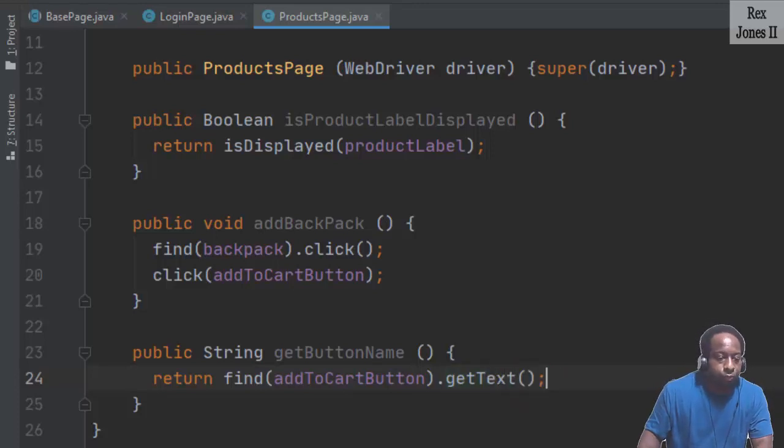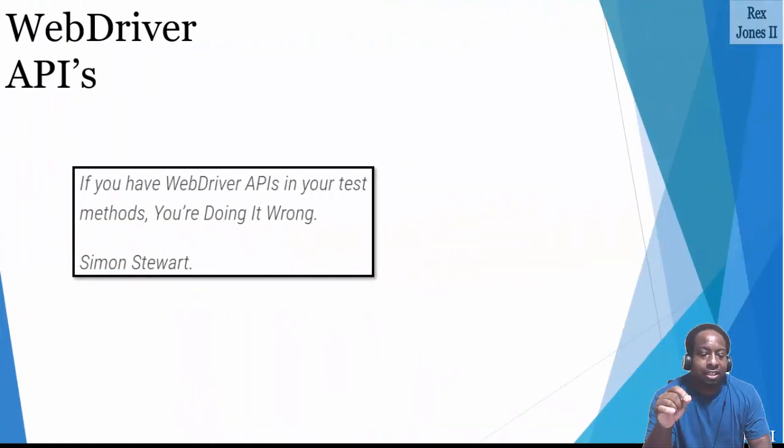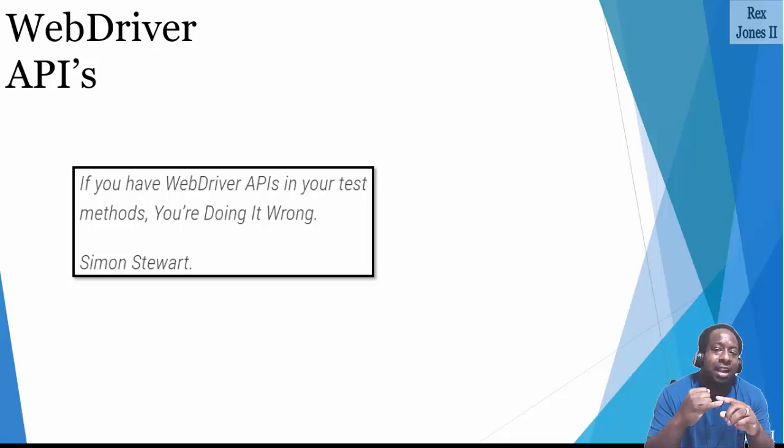I have a quote from Simon Stewart, the creator of Selenium WebDriver. It says, if you have WebDriver APIs in your test methods, you are doing it wrong. The WebDriver API commands are methods like click, clear, get text, and is displayed. These commands belong in our page object class and not in our test scripts. However, when it comes to assertions, I prefer to include them in my test scripts. There is not a rule that says assertions belong in our page object class or test scripts, but I think it's best to keep them even-handed, neutral.